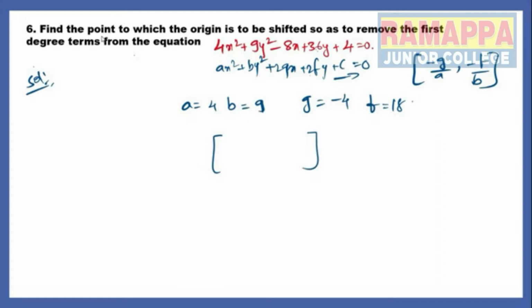So minus g means minus already is there, minus into minus plus 4 by a means 4. And minus f means minus 18 divided by b means 9. So 9 ones are 9, 9 twos are 18. So 4 ones are 4, 4 by 4 is equal to 1. We will get 1 comma minus 2 as the answer here.